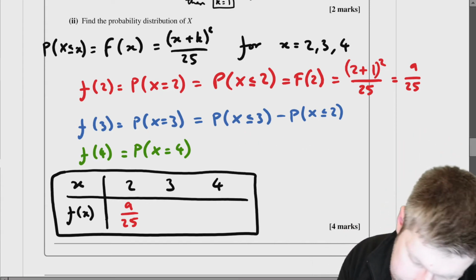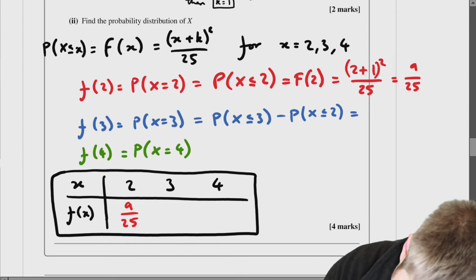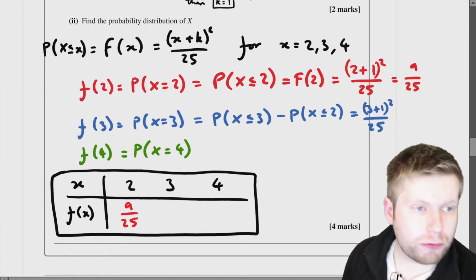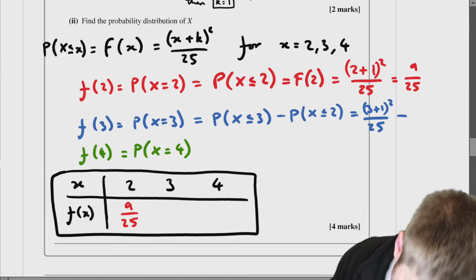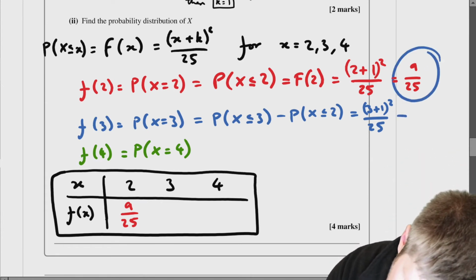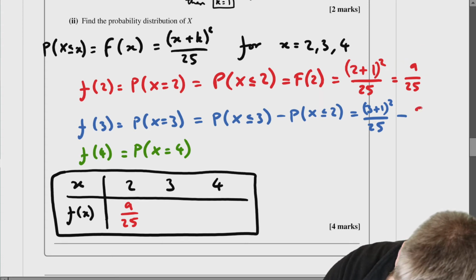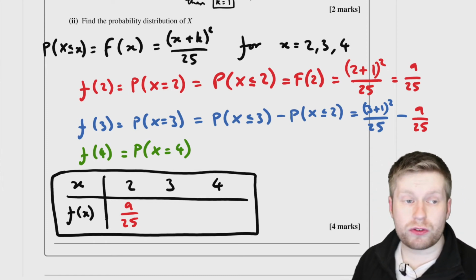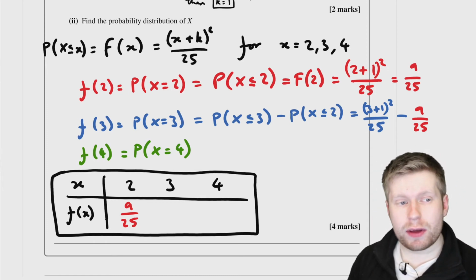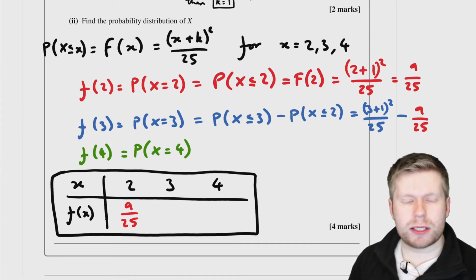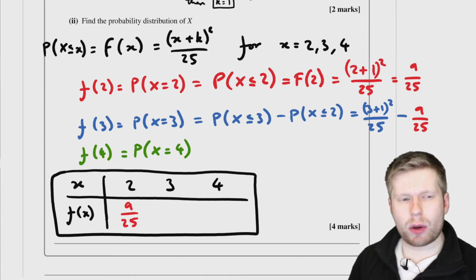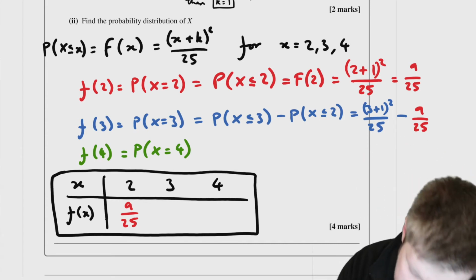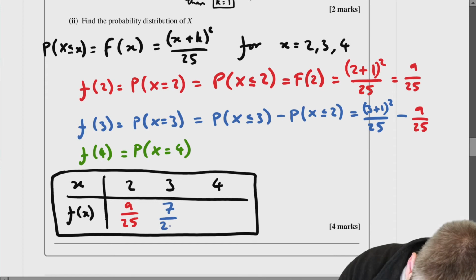So, let's stick this in then. The probability that x is less than or equal to 3 is going to be (3 plus 1) all squared divided by 25. I'm just using the formula, okay? Then I'm going to take away the probability that x is less than or equal to 2. Well, that's just going to be 9/25. Let's work that out. We've got 3 plus 1, which is 4. Square that, that's 16/25. Then I take away 9/25, which gives me 7/25. So that's the probability that x is equal to 3.